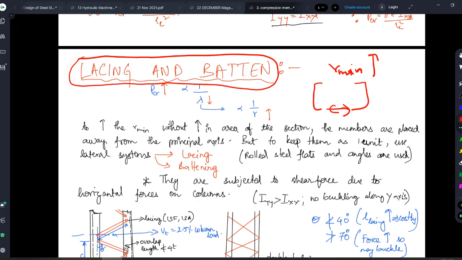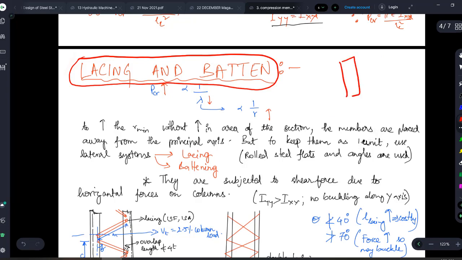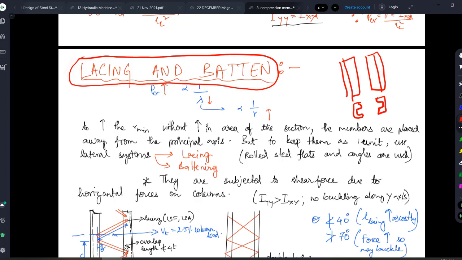So now try to understand, if you have columns, the same C section column, something like this, if you are seeing from the top, you will be seeing your C section. So now what is going to happen? Let us try to understand. These two are very far apart. How can they act as one unit, right? This looks like two different columns, not like one column. So obviously, to make them act as a single unit, we have to join this, right?